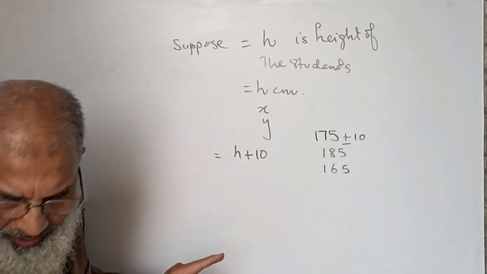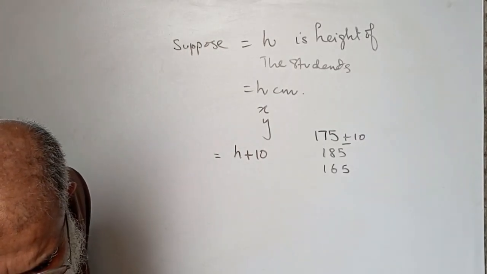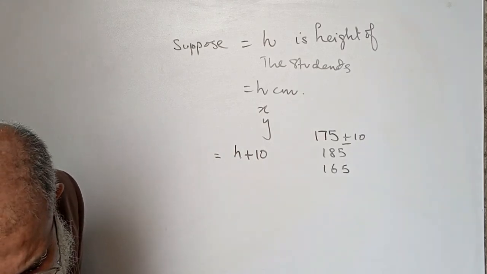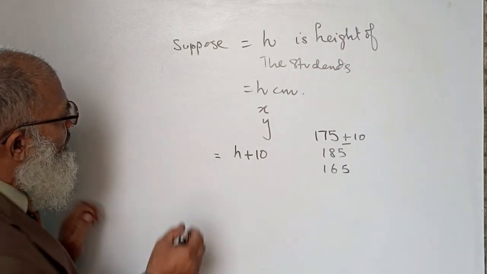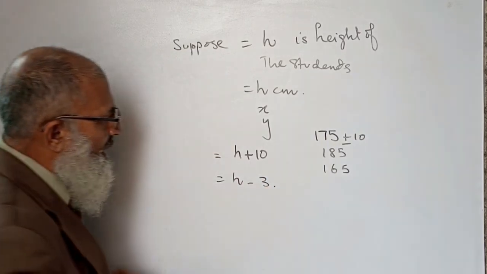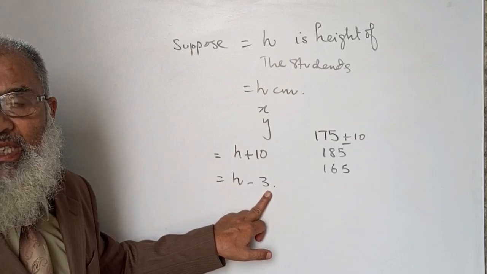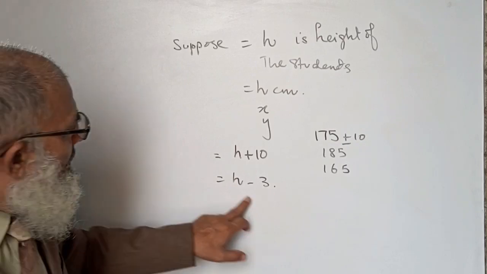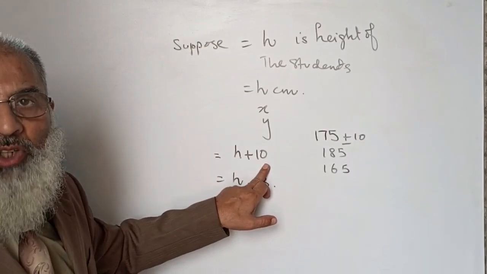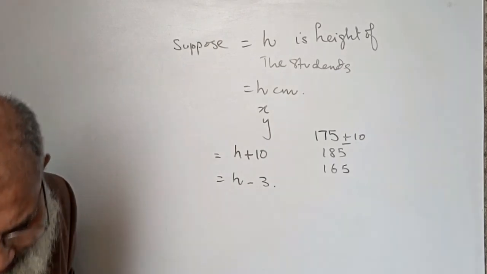So according to the second phrase, a student who is 10 centimeters taller than average would have a height of h plus 10. Now there is a student who is 3 centimeters shorter. There is a student who is 10 centimeters taller. The average height is h, and we have to find the h.